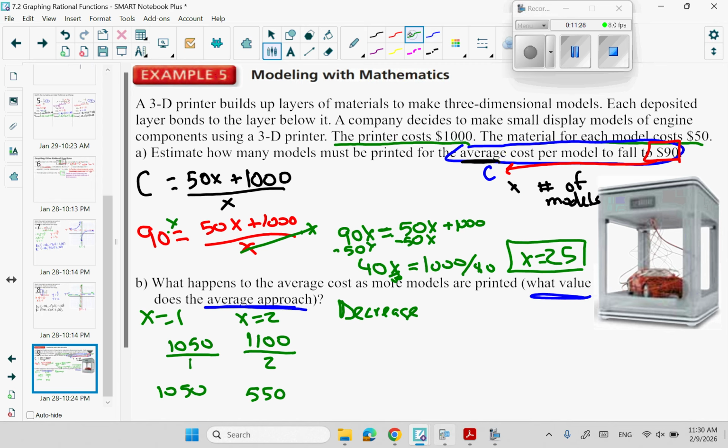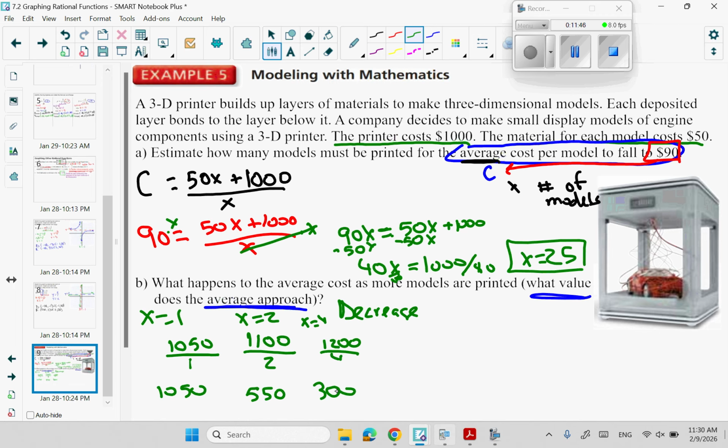Let's try it again. Let's say I make 4 models. 4 times 50 is 200 plus 1,000, so x equals 4 gives 1,200 divided by 4, that'd be about 300. So they're not even decreasing at a similar rate.